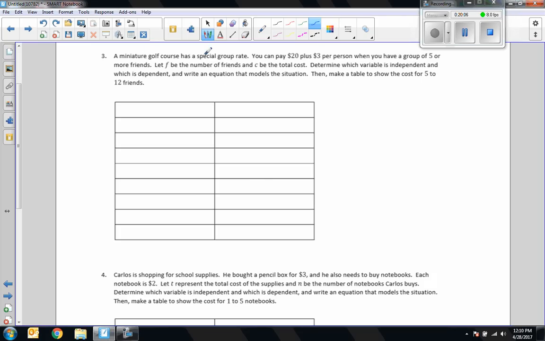Okay, here we go. A miniature golf course has a special group rate. You can pay $20 plus $3 per, that's multiplication, person. So I'd call that 3P. How's that? Okay, 3 times P.